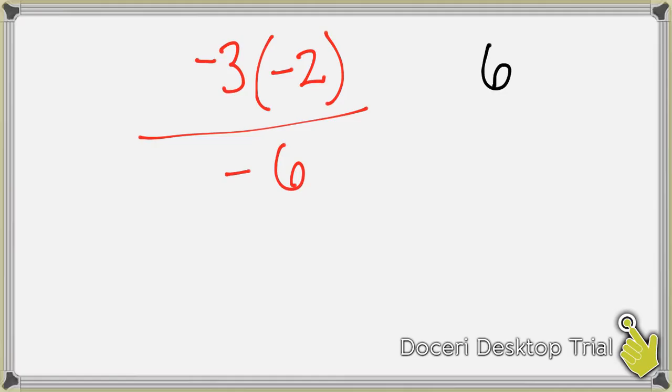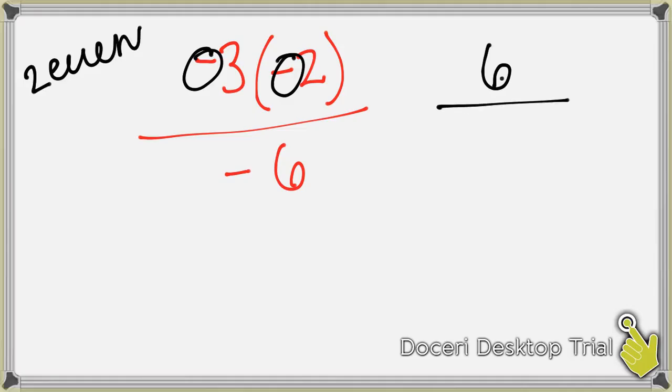Okay, now we're going to count the negatives. There's 1 negative, 2 negatives, so the number 2 is even. And when there's an even amount of negatives, that means your answer is positive. So the numerator is positive 6, but the denominator is negative 6. So now we have a problem that says positive 6 divided by negative 6. So we'll divide like normal. 6 divided by 6 is 1.